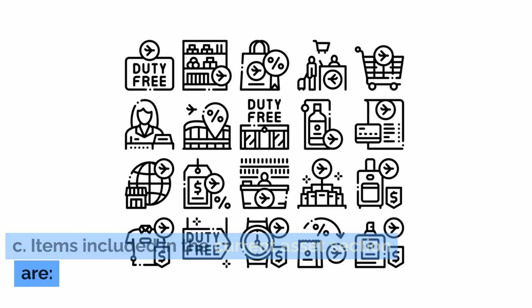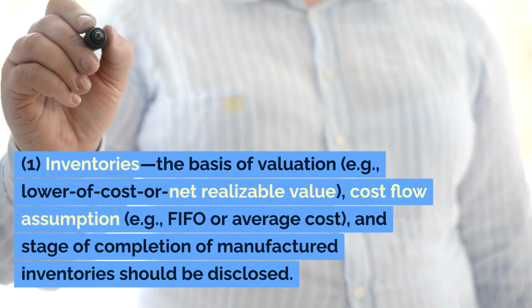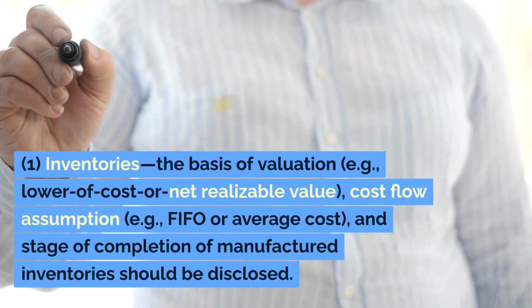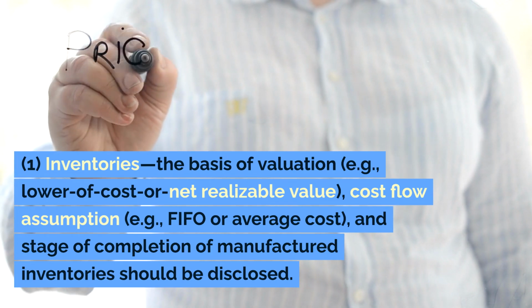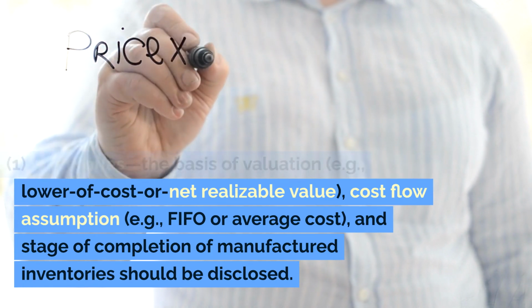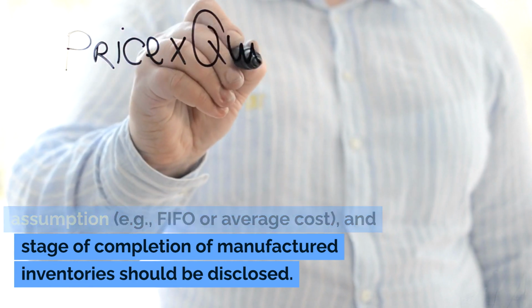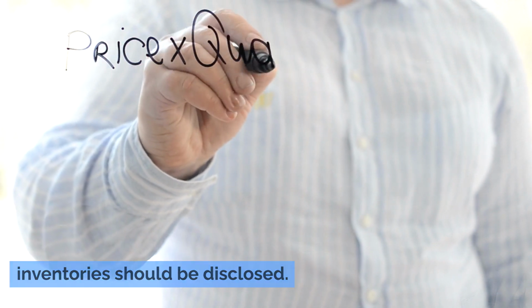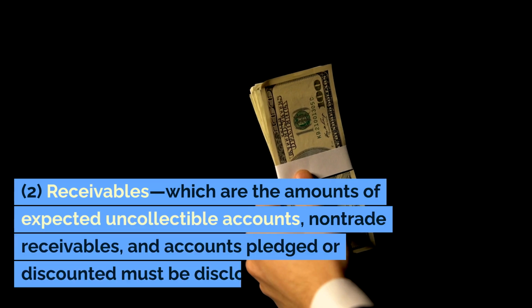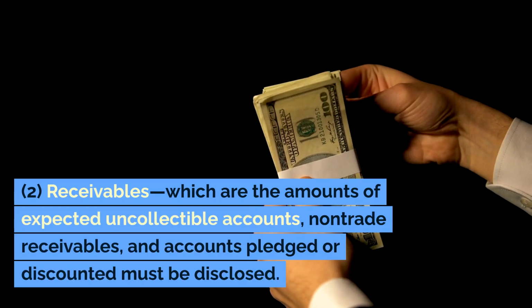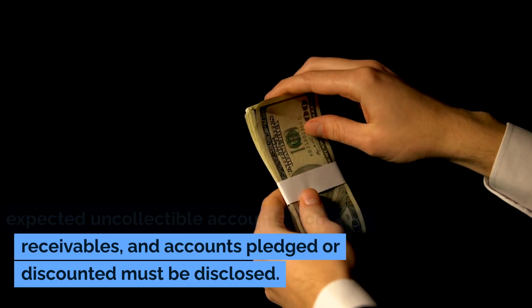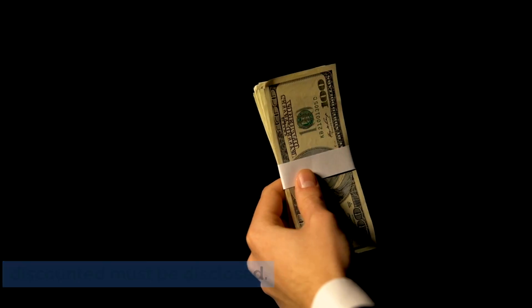C. Items included in the current asset section are 1. Inventories. The basis of valuation, e.g., lower of cost or net realizable value, cost flow assumption, e.g., FIFO or average cost, and stage of completion of manufactured inventories should be disclosed. 2. Receivables, where the amounts of expected uncollectible accounts, non-trade receivables, and accounts pledged or discounted must be disclosed.